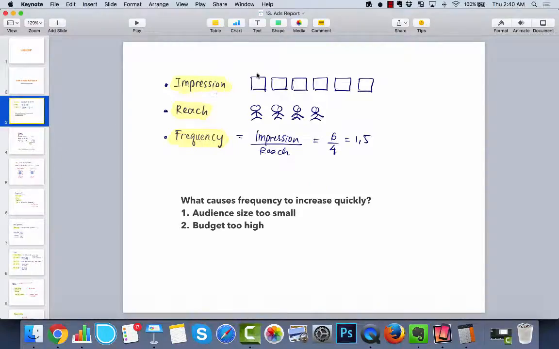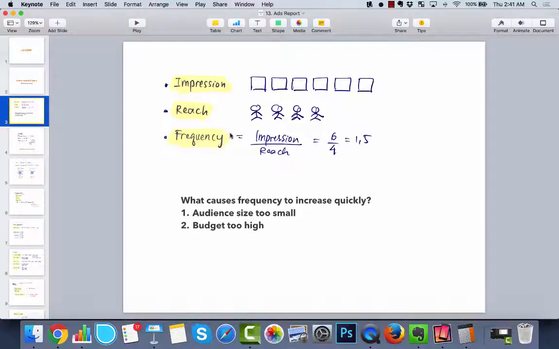Impression is the number of times your ad was viewed. So in this case, if your ad was viewed 6 times on the newsfeed, for example, then your impression is 6. Reach is how many people your ad was shown to. So in this case, for example, if there are 4 people, then your reach is 4. Now frequency is impression divided by reach. For example, these 6 impressions happen to 4 people. 6 divided by 4 is 1.5.